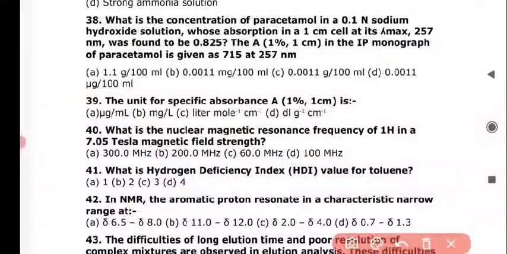Next question is, what is the concentration of paracetamol in a 0.1 normal sodium hydroxide solution whose absorption in a 1 centimeter cell at its lambda max 257 nanometer was found to be 0.825? The A 1% 1 centimeter in the IP monograph of paracetamol is given as 715 at 257 nanometer. And the correct answer for this question is option C, that is 0.0011 gram per 100 ml.